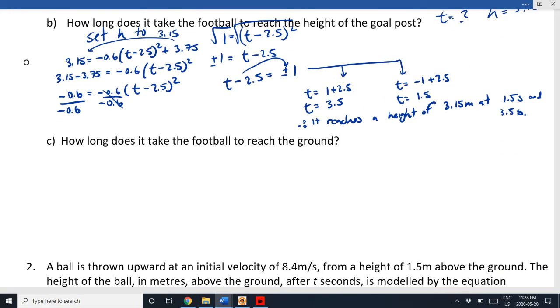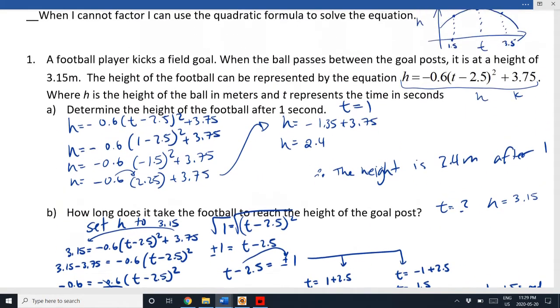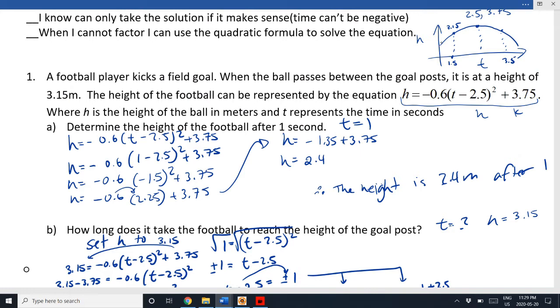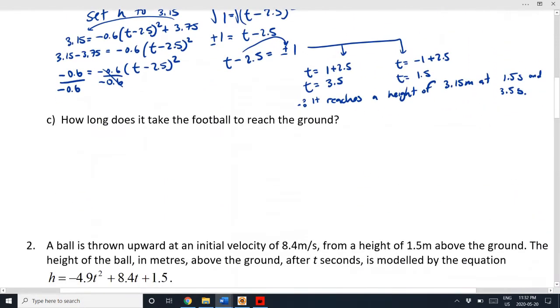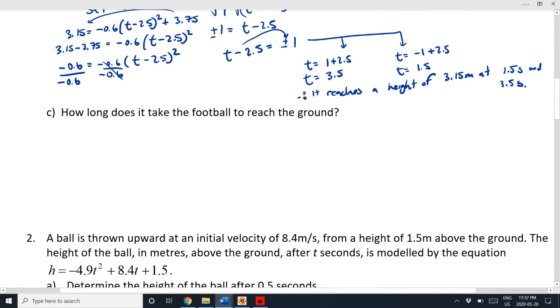Part C. How long does it take the football to reach the ground? So if you can imagine here, where would it hit the ground? What would our height be when it hits the ground? It would be a height of 0. So we know when it hits the ground, h is equal to 0. So we want to solve what the time is when h is equal to 0. Okay, so how long does it take the football to reach the ground? How many seconds pass till h is equal to 0?